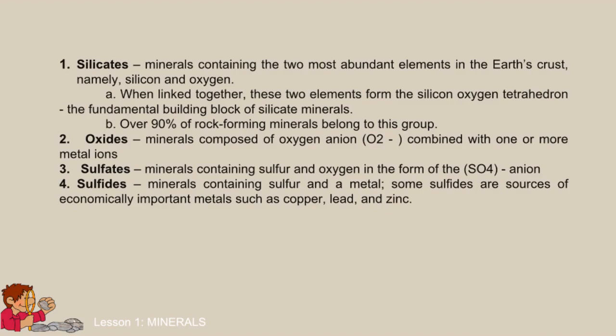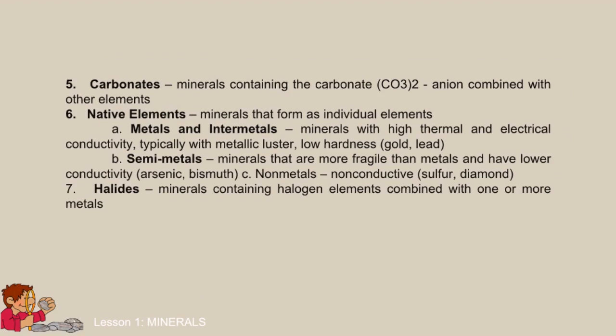Oxides are minerals composed of the oxygen anion O2 combined with 1 or more metal ions. Sulfates are minerals containing sulfur and oxygen in the form of the SO4 anion. Sulfides are minerals containing sulfur and a metal. Some sulfides are sources of economically important metals such as copper, lead, and zinc. Carbonates are minerals containing the carbonate anion combined with other elements.